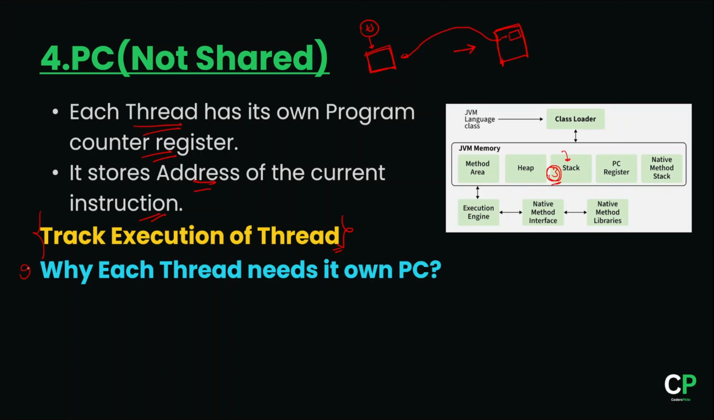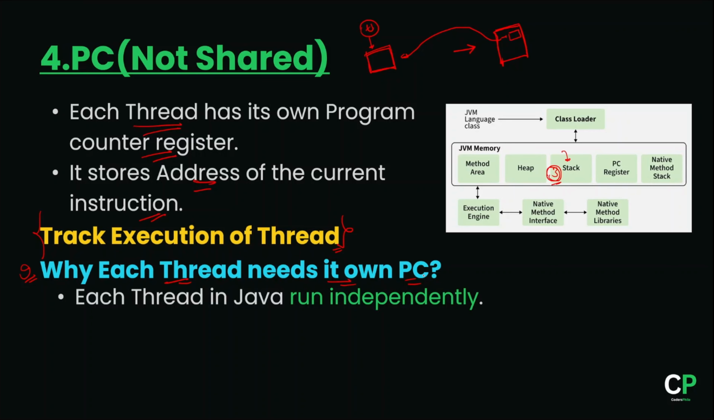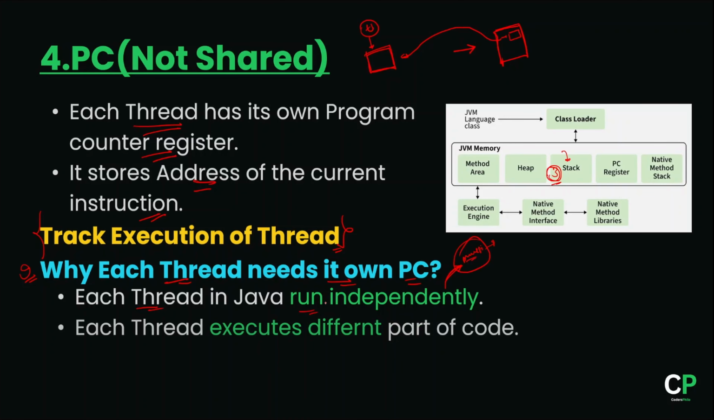Now you will be asking one question: why does each thread need its own program counter? Because each thread in Java runs independently. It is a concept of multi-threading. If you know it, then well and good. If you don't know, just remember that each thread in Java runs independently, and each thread executes a different part of the code. Suppose there are different threads in the system like T1 and T2.